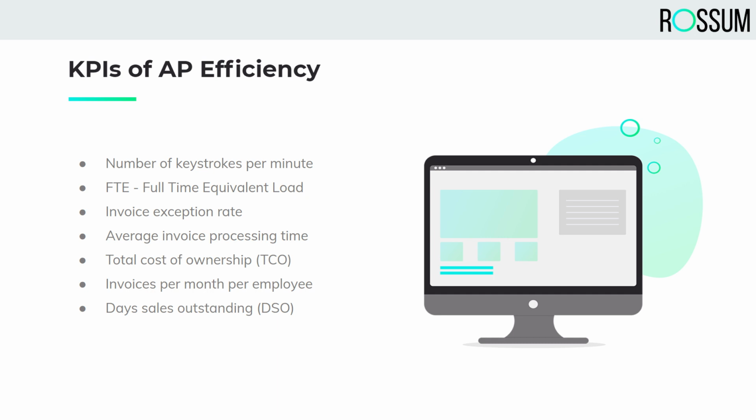Days sales outstanding, or DSO. The number of days it takes you to pay a supplier after receiving their invoice is another important metric. No vendor wants to be kept waiting too long for payment, especially after they've honored their end of the service agreement. Also, you stand to lose early payment discounts in this case. We are very interested in understanding what other KPIs you use to measure your AP processes. Please write to us and we'll discuss this further during the Q&A.